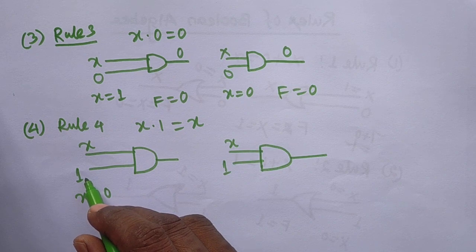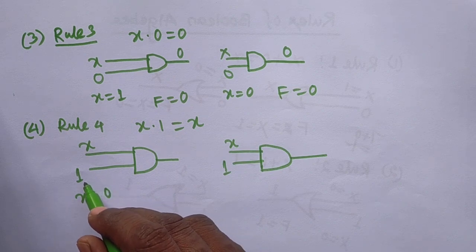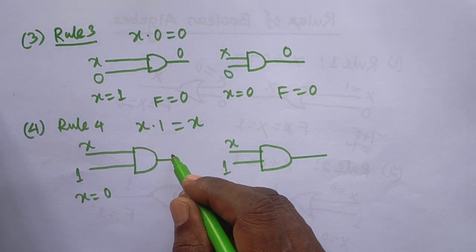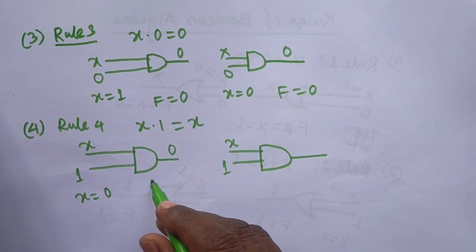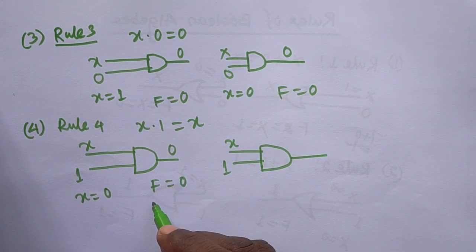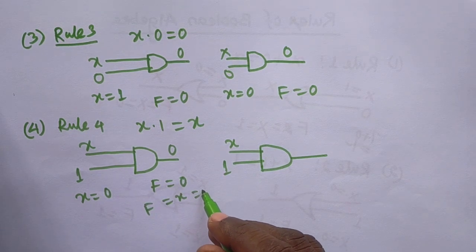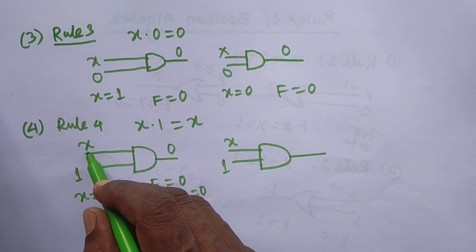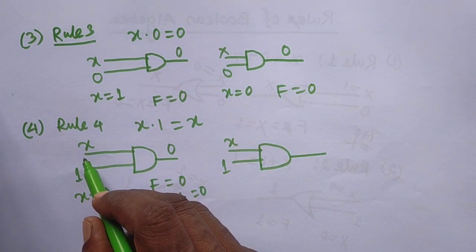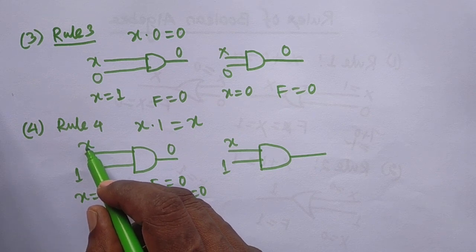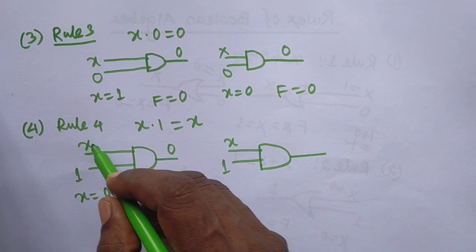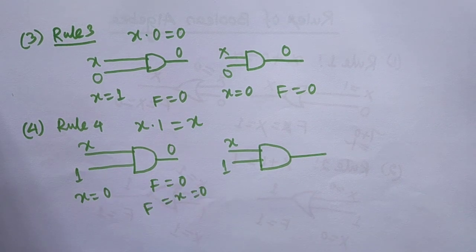0 into 1 means 0. So the value is 0. So the functional value is 0, and that is also x. If x is equal to 0, the functional value is 0. So it depends on x. Okay, depends on x. Because if x is 0, 0 into 1 is 0. So the x value is 0, the output is also 0, it depends on x.